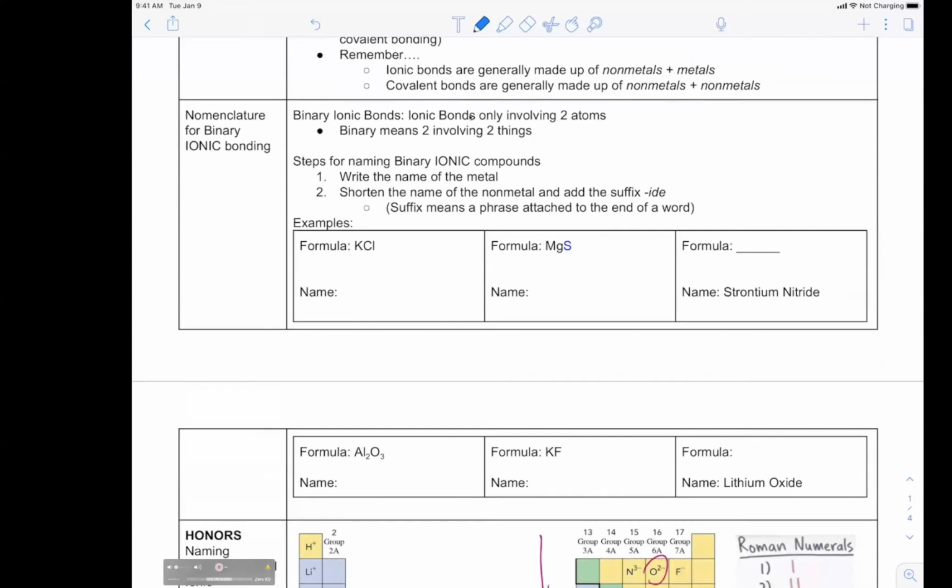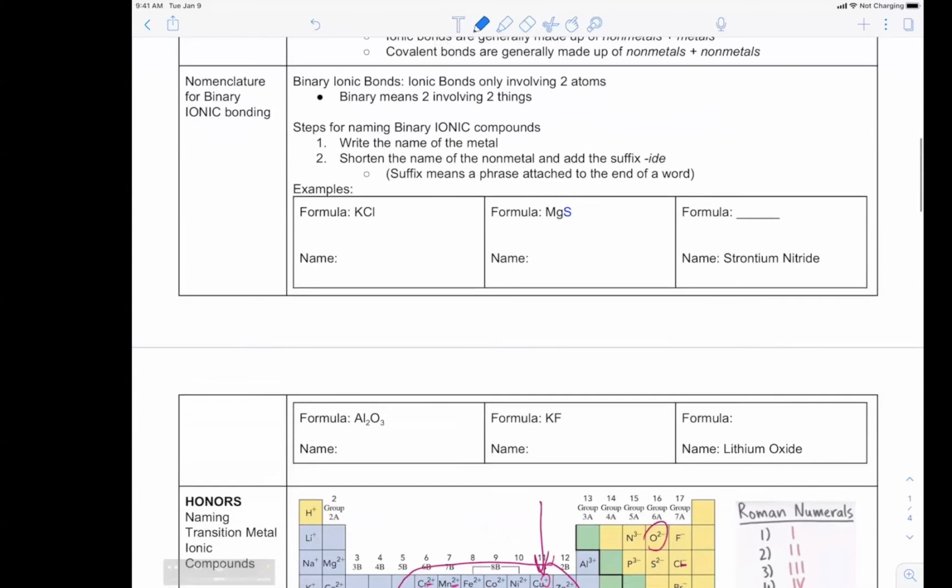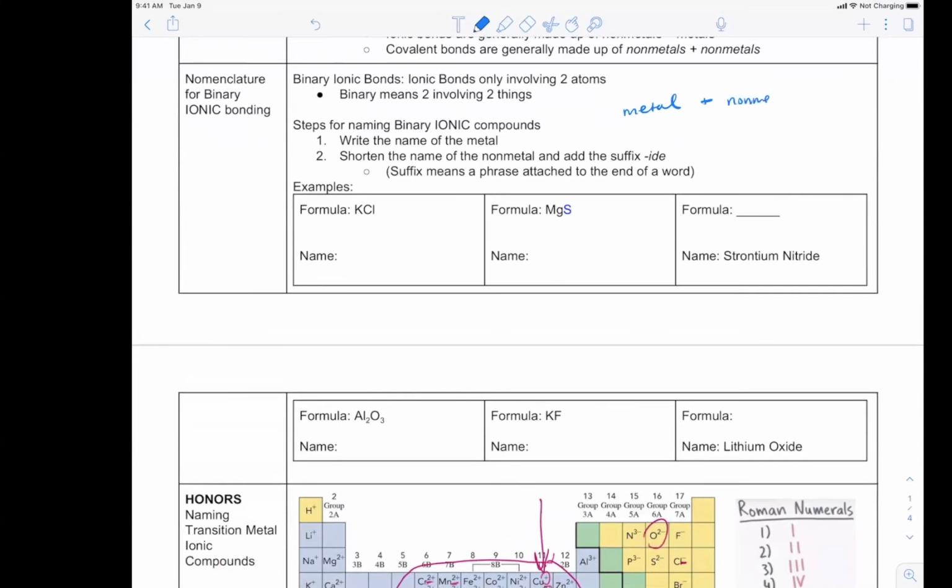So ionic bonds, ionic bonds are really easy. All you do is you literally write the name of the metal, and then you write the name of the nonmetal with an IDE ending.